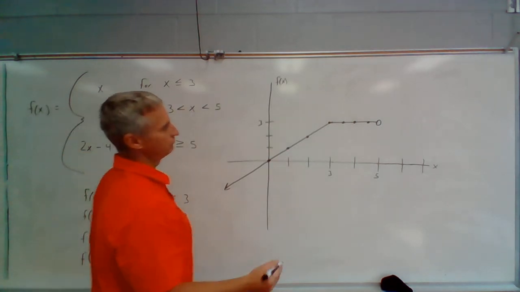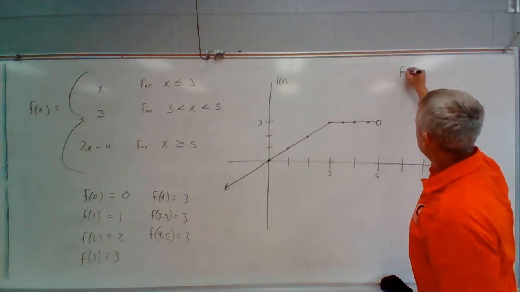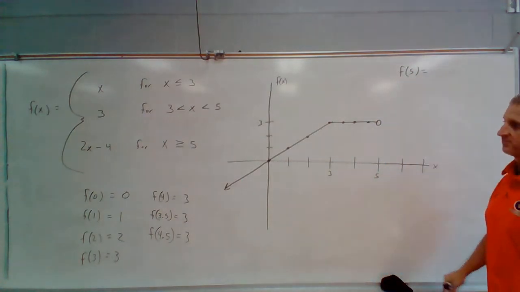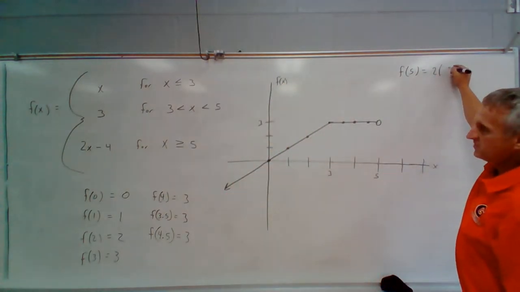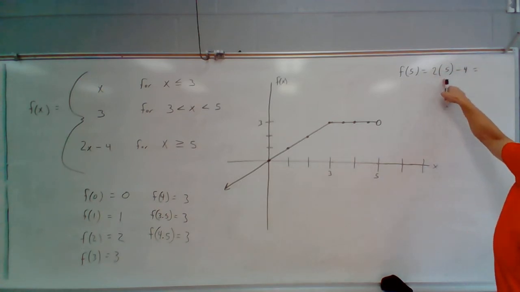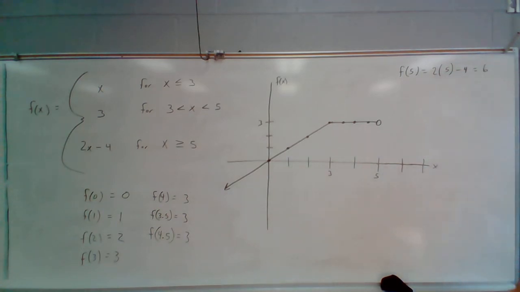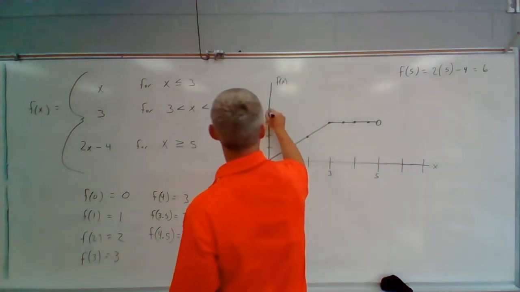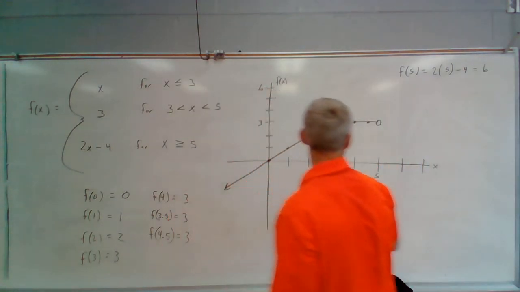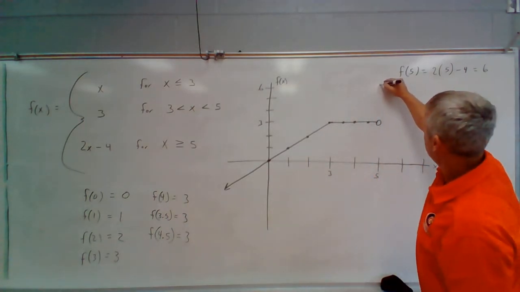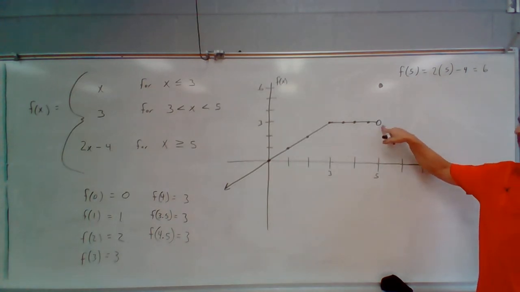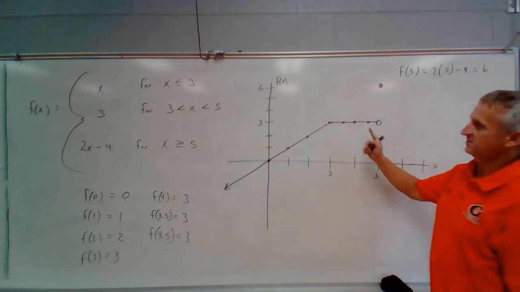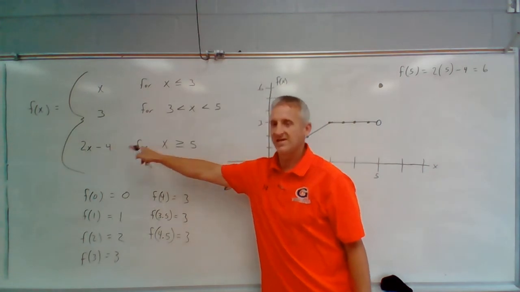Let's do it up here maybe. If I plug 5 into the function, 5 is equal to 5, so I'm going to use this equation. It'll be 2 times 5 minus 4. 10 minus 4 is 6. So if I plug in 5, we get 6. The point (5, 6) is on the graph. The point (5, 3) is not on the graph. There should be an open circle there. If I plug 5 into the function, I have to use this equation, and I get a 6 out of it.